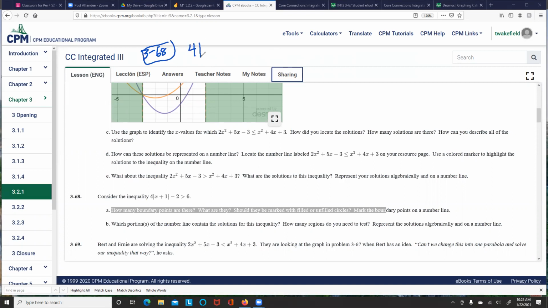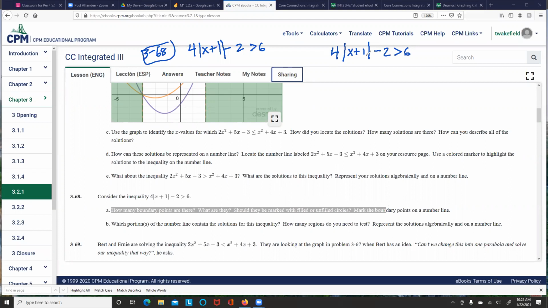4 times the absolute value of x plus 1 minus 2. I forgot to put absolute value. Minus 2 is greater than 6. Let me write it over here because I'm going to need room to work. 4 times the absolute value of x plus 1 minus 2 is greater than 6. All right. How many boundary points are there? What are they? Should they be marked with filled or unfilled circles? Mark the boundary points on the line.